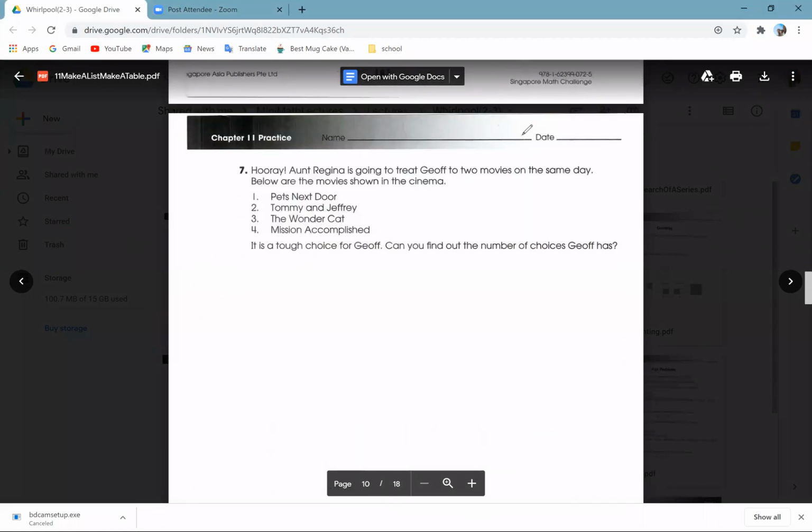Aunt Gina is going to treat Jeffrey to 2 movies on the same day. Below are the movies shown. It is a tough choice for Jeff. Can you find how many choices he has? So let's go ahead and do this one.